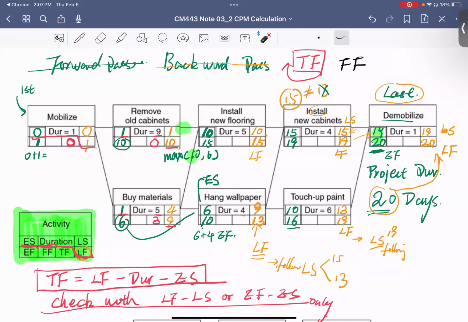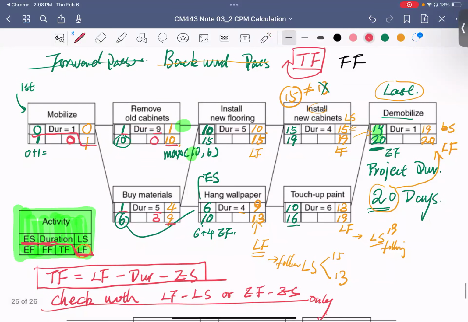Tari, can you give me the number for this TF? Can you explain it one more time? My apologies. Okay, so for example here, this is total float. You are using its late finish time minus its duration and then minus its early start time. So that will be 10 minus duration 9 minus early start time 1, so you get 0. For this one, 15 minus 5 gives you 10, minus 10, that's 0. Bingo.